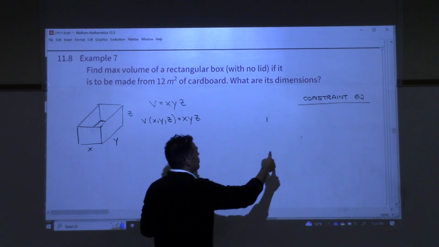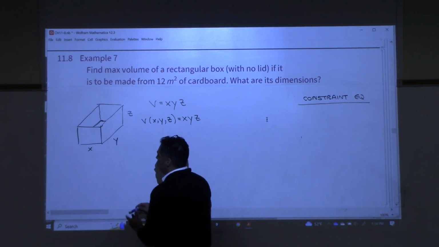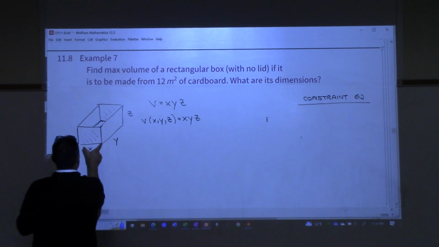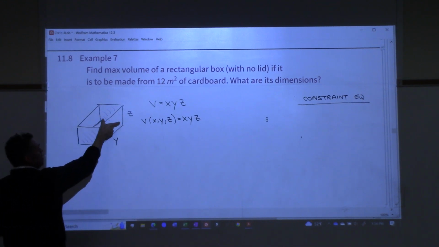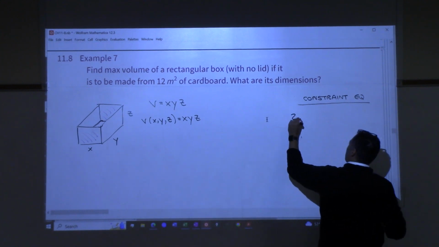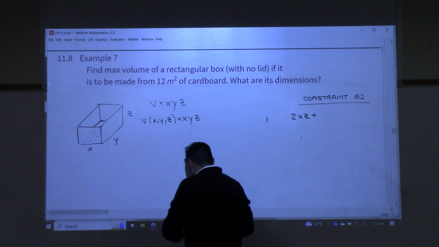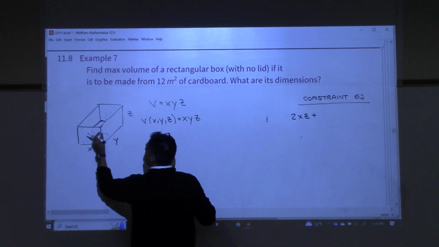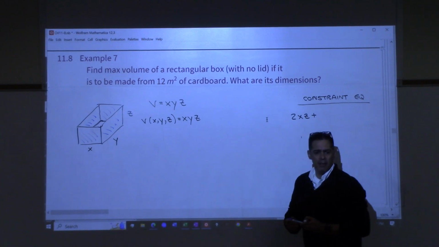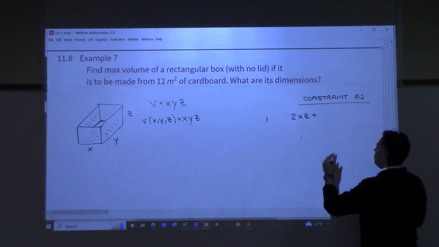So my constraint is that when you look at the surface area of this thing, the front side and back side are the same, right? This is x times z. The back one is x times z. I have two of those, so 2xz, plus, then I have two sides right here, and this one right here. Those are both y times z, right? That's the area of that, and I have two of those.